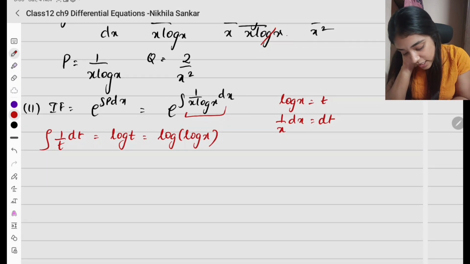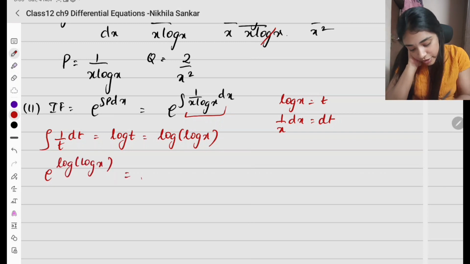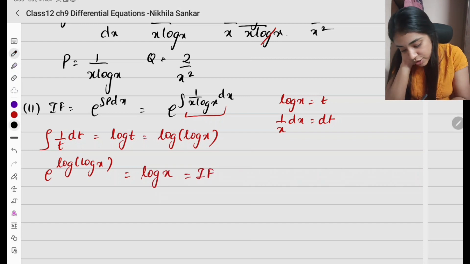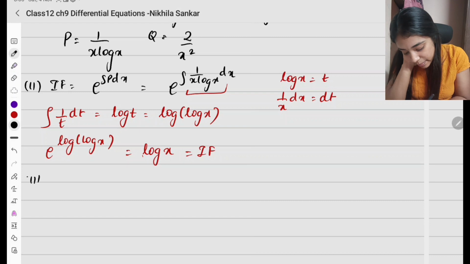Now when I substitute that in the exponent, I'll have e to the integral, which is e to the log of log x. E to the log of some function is going to be the function itself. So log x. This is going to be my integration factor. Now what is my third step?